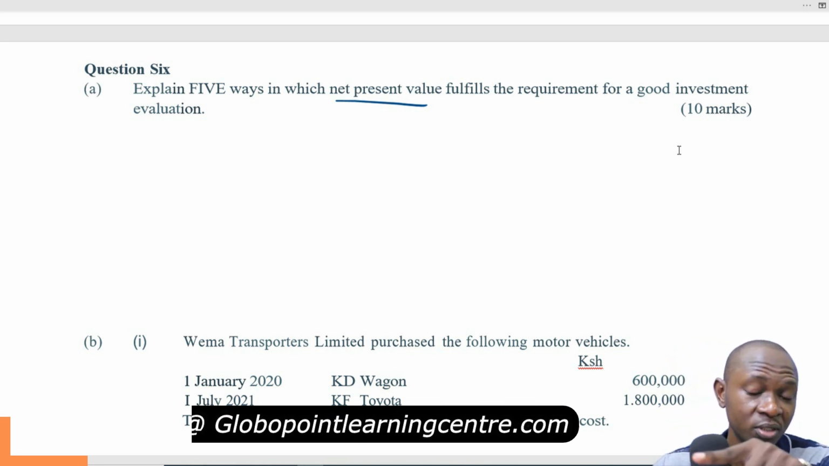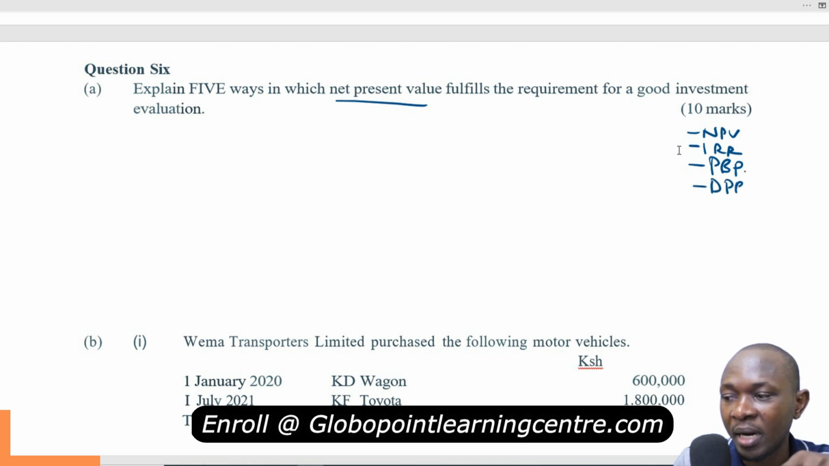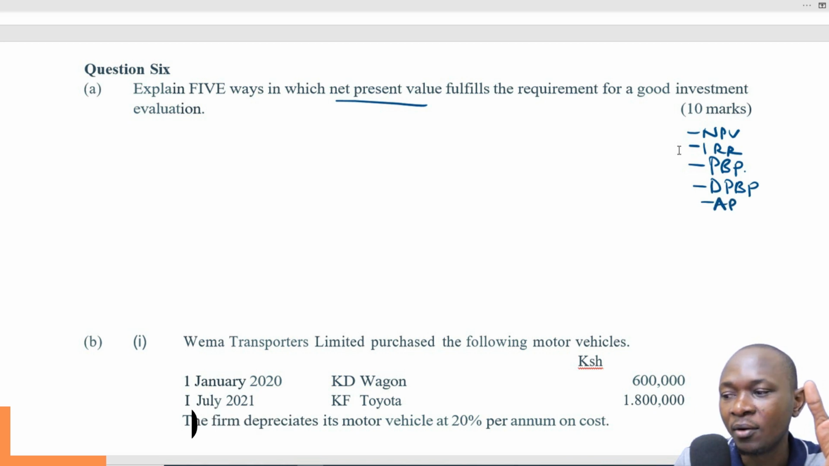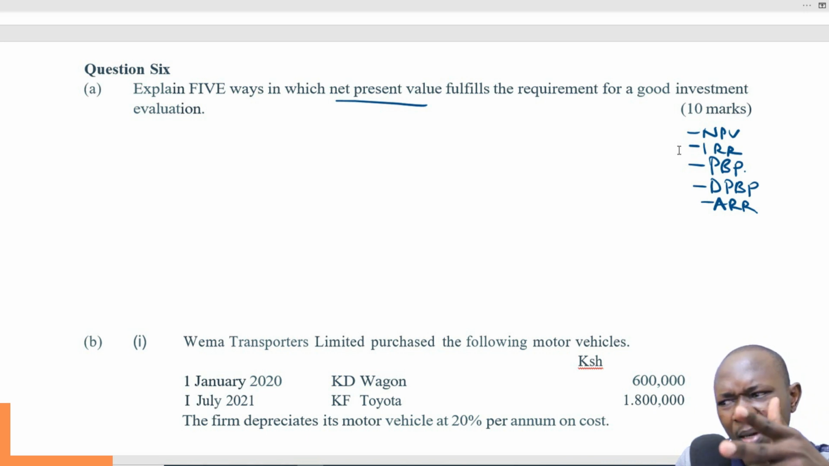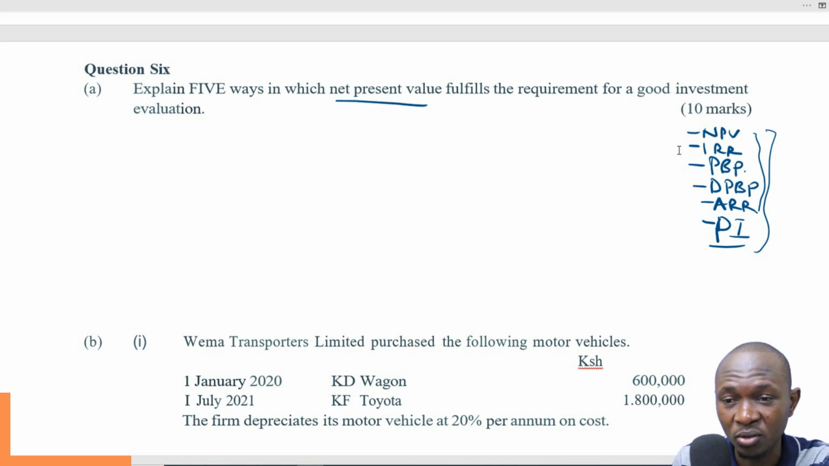Now, these are appraisal techniques. We have NPV, we have IRR, internal rate of return, we have payback period, we have discounted payback period, we have this other one called ARR, accounting rate of return. There are quite a number; these are the most obvious ones. We also have the profitability index method. So all these are the investment appraisal techniques.